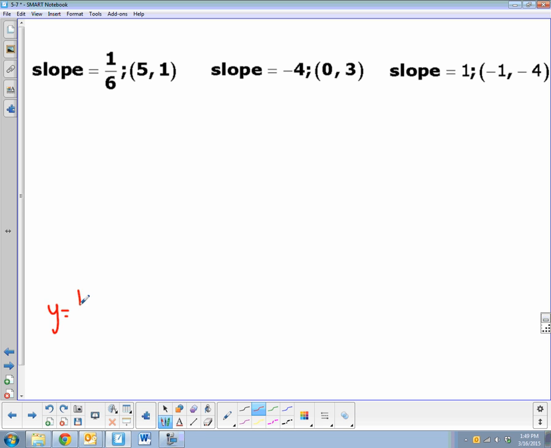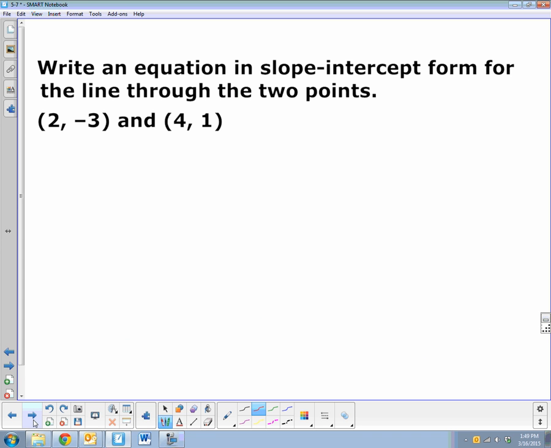So it's y equals 1/6 x plus 1/6. Should be y equals negative 4x plus 3. And it should be y equals x minus 3. Now, for that x minus 3, if you had 1x plus negative 3, that is also fine. So I'll even write that. Y equals 1x plus negative 3. Same idea, same thing. Okay, click the link video if you didn't get those answers. Last two.